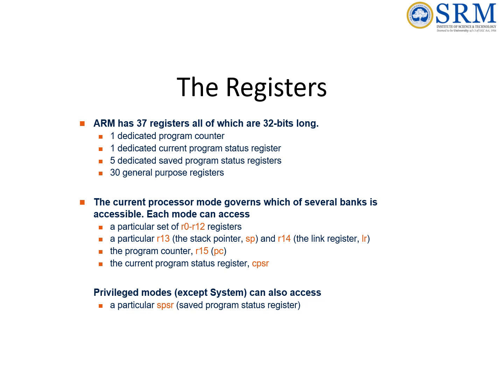So ARM has 37 registers, all of which are 32-bit. One dedicated program counter, one dedicated current program status register, five dedicated saved program status registers, and 30 general purpose registers. The current processor mode governs which of the several banks is accessible. Each mode can access a particular set of R0 to R12 registers, a particular R13 stack pointer, an R14 link register, the program counter PC and the current program status register. Privileged modes can also access a particular SPSR.